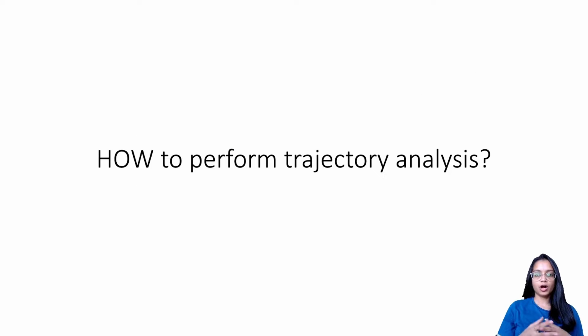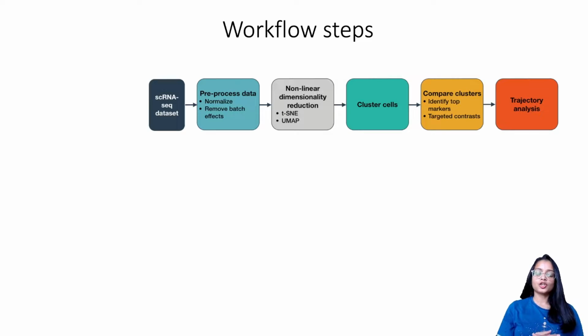So finally, talking about how to perform trajectory analysis, before I jump on to the demonstration, I want to talk about the workflow steps. These are the workflow steps taken from the Monocle3 documentation. Here we start with the pre-processing of the data, which involves normalizing and removing batch effects. Then we move on to nonlinear dimensionality reduction. We cluster the cells. We compare the clusters to identify top markers, which helps us to identify and annotate the cells, identify the cell types. And lastly, we perform the trajectory analysis.